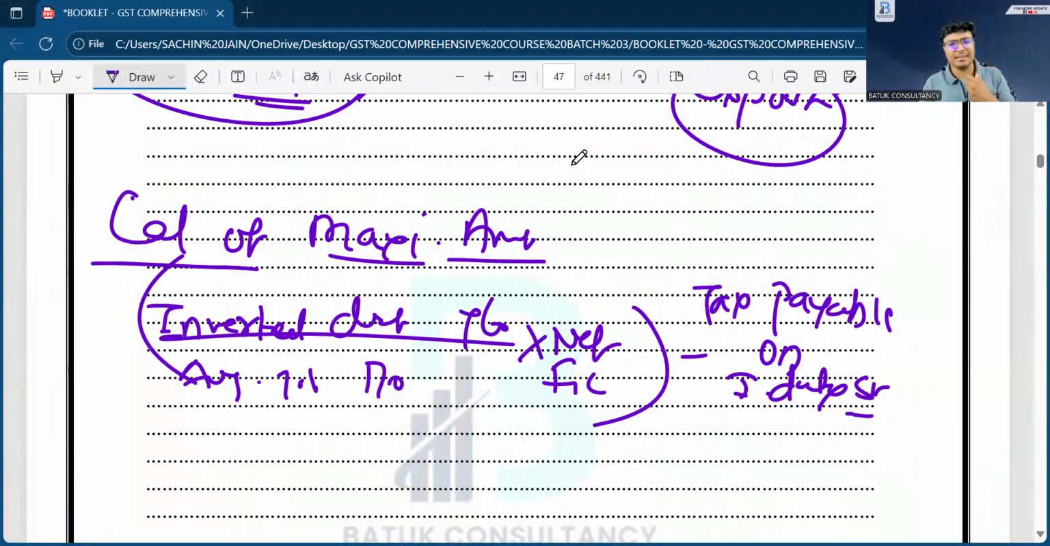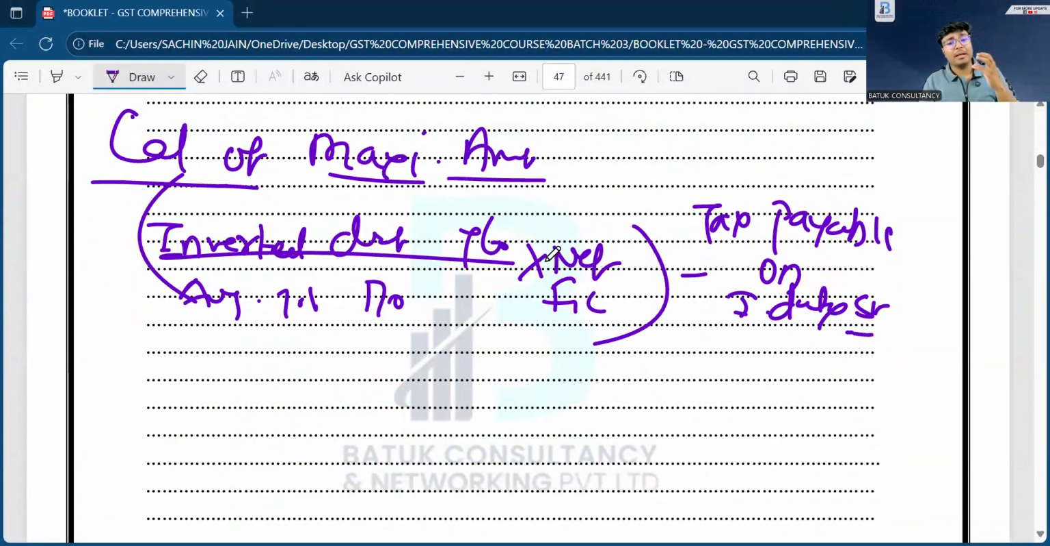Yes sir, Gagan sir will explain. Although the same is available in our last session, I am going to explain it once again. The government wants that you will be eligible to claim the refund only in case of inverted duty structure.